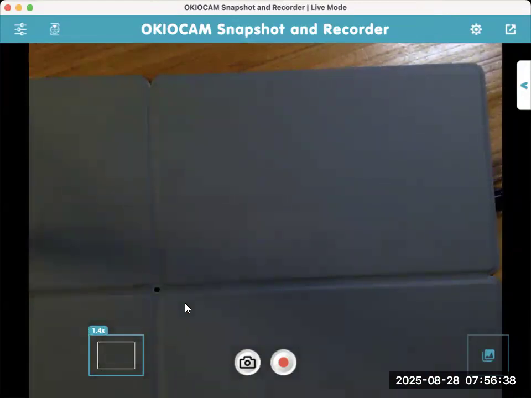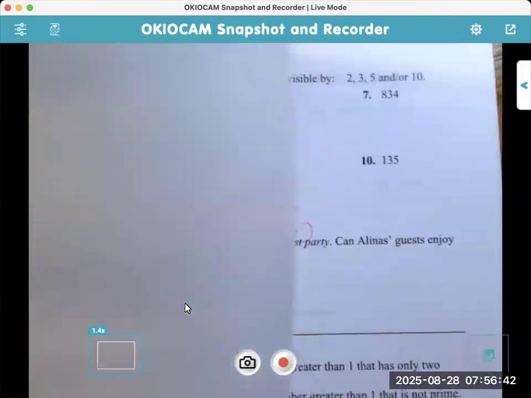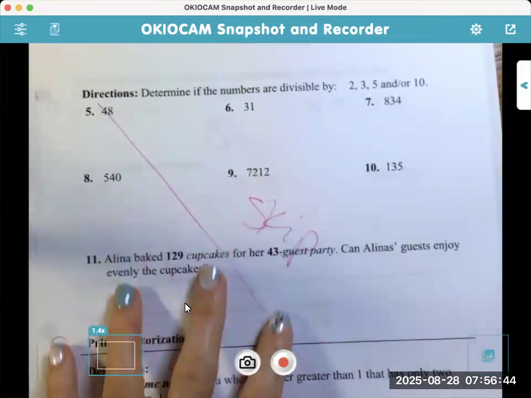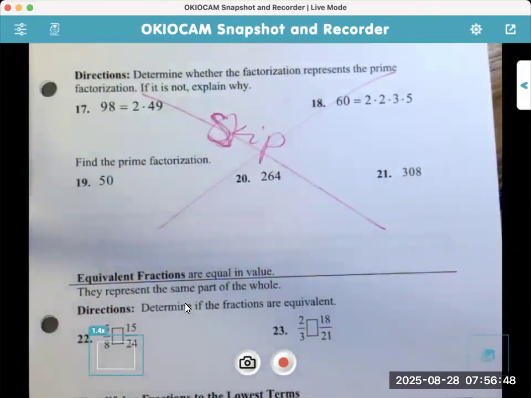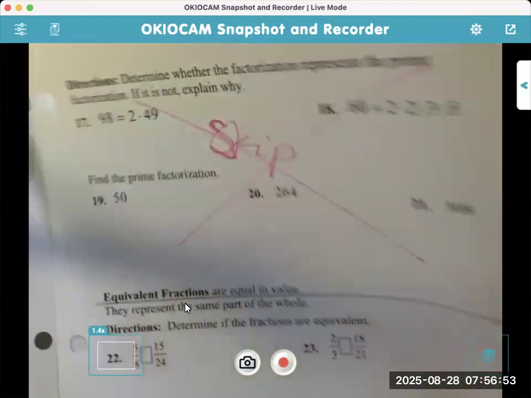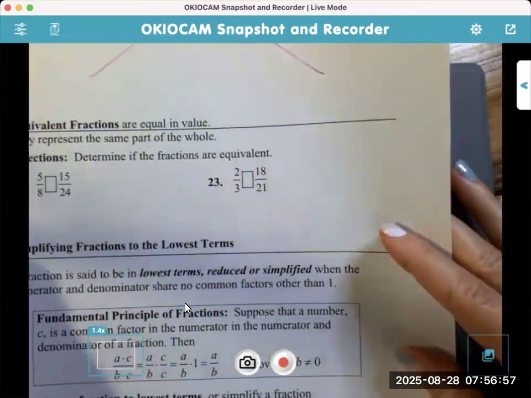So then if we move on in the packet of notes, we're actually going to skip this page. We went over that already. Skip this page. We went over this already. Skip this little part right here. Okay, equivalent fractions. We're almost done, y'all. Just this page and a half left.